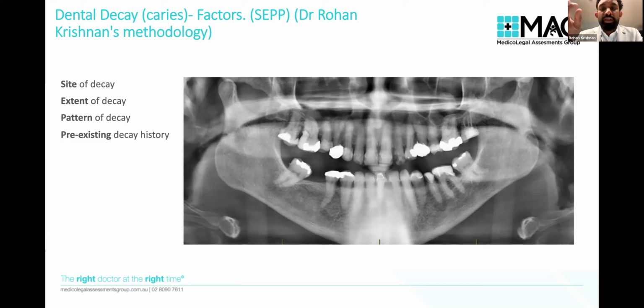So there are ways and means that we can work out, through looking at the pattern of decay and the site of decay, what type of decay is existing, and how that decay has potentially become a problem. The extent of decay is also important. Has this decay been going on for quite some time and slowly made its way towards the pulp, or is it something that's occurred quickly after the work injury? So what is the extent of that decay, and what is the site of the decay? What is the pattern of the decay? SEP is the acronym: site, extent, pattern, and pre-existing decay history.